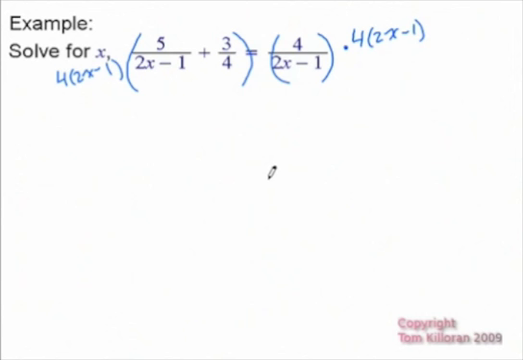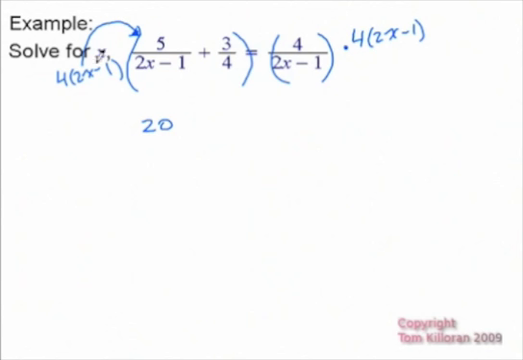Alright, so I need to distribute this and write it out. So what happens when these two factors hit this fraction? Well, the 2x minus 1s are going to cancel, and then we're going to have 4 times the 5, so that's just going to leave us 20.